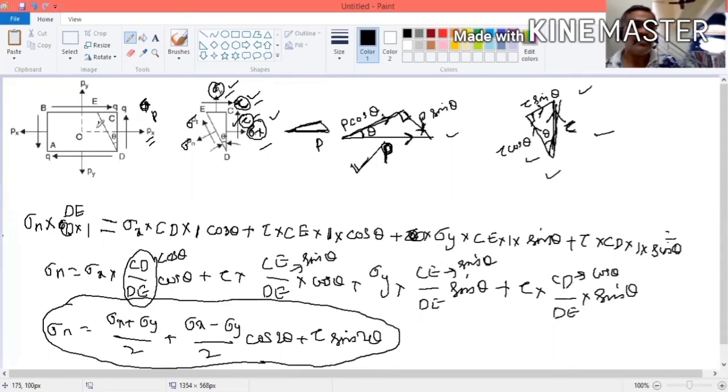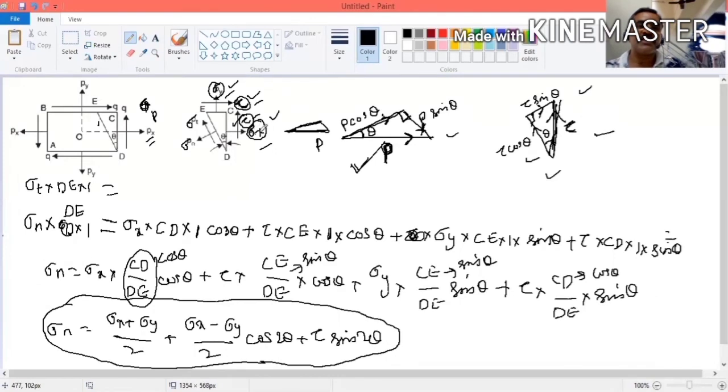Now, one more equation. We have resolved all the forces along the normal direction. Now we are going to resolve along this direction, sigma t. So sigma t into what is the area? The same d, d into 1. So this is the force acting along this direction. You convert all the stresses along this direction.